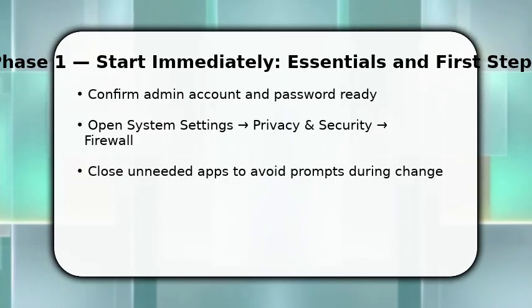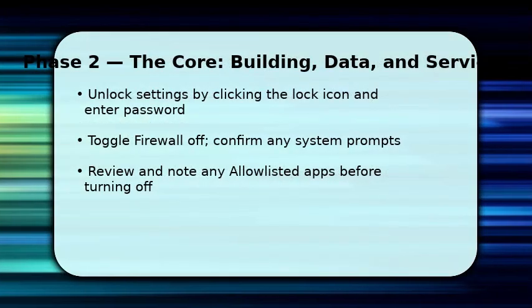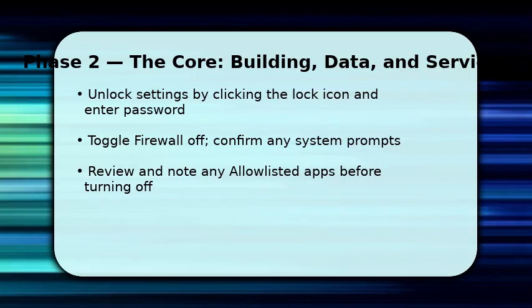Once the firewall pane is visible, click the lock icon to unlock settings, and enter your admin password when asked. Then toggle the firewall off. macOS will ask you to confirm, so accept to proceed.